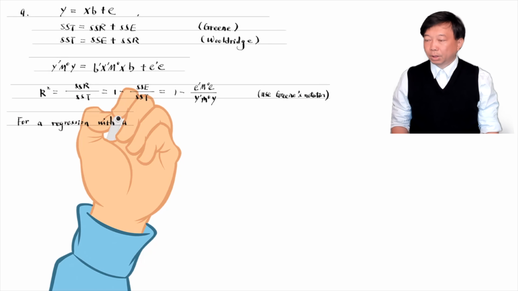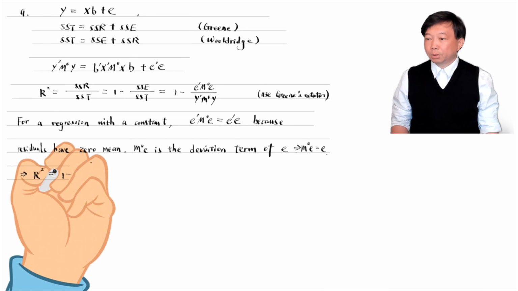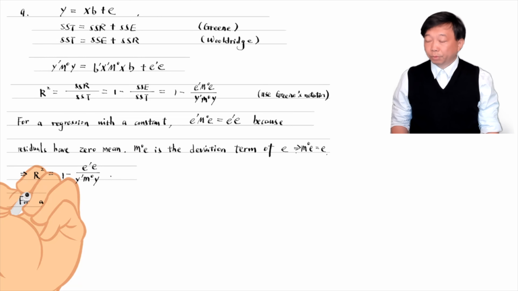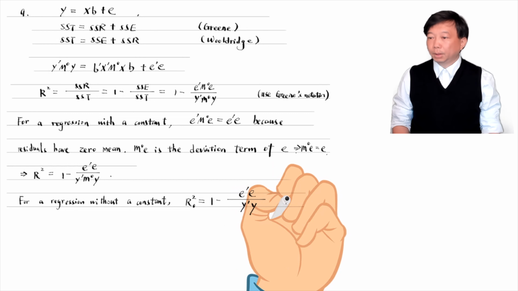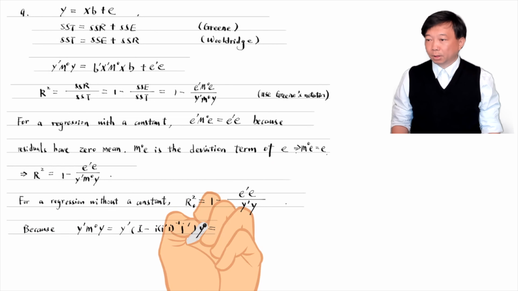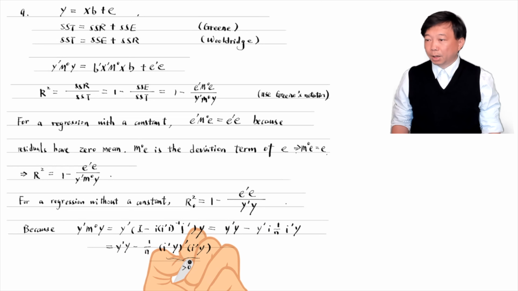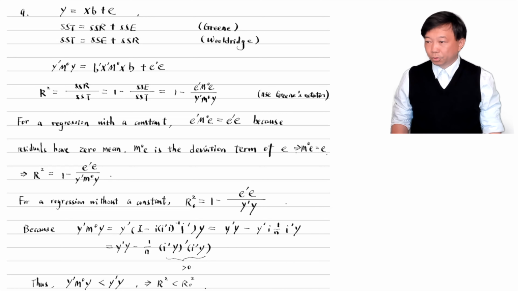For a regression with a constant, we can further simplify it because residuals have zero mean. M0 times the residual is the deviation term of residuals, so M0 times e equals e. For a regression without a constant, the R-squared equals 1 minus the ratio of the error sum of squares to the total sum of squares, and they are not in deviation terms. Now, we only need to compare the two denominators. By writing the residual maker M0 out, we can reach the answer. The last step is because i prime times y is a scalar. The answer shows that the R-squared in the regression without a constant is higher than that with a constant.